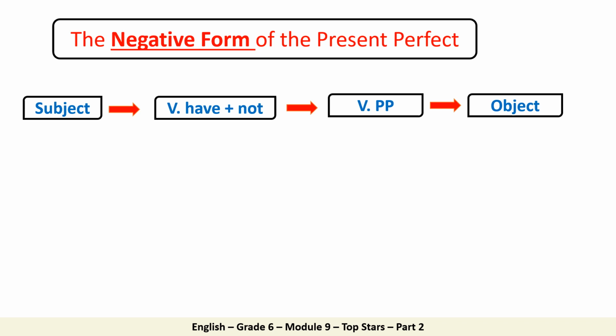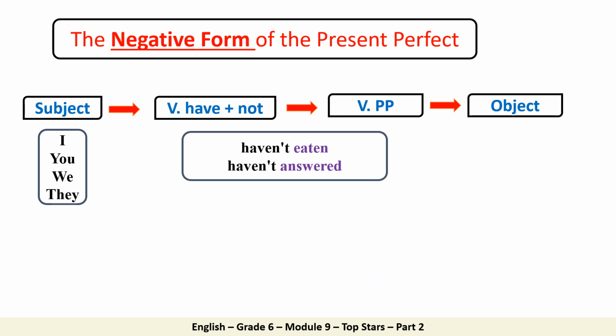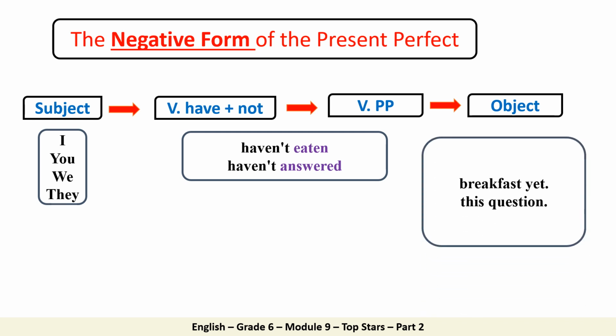Let's see how it works. For the subjects, we have I, you, we, and they, and of course, the verb have in the present form doesn't need to be changed, so it will be haven't, and then the verb in the past participle will be haven't eaten, haven't answered, either ed or the irregular form. And finally, the object will be breakfast yet, or haven't answered this question.